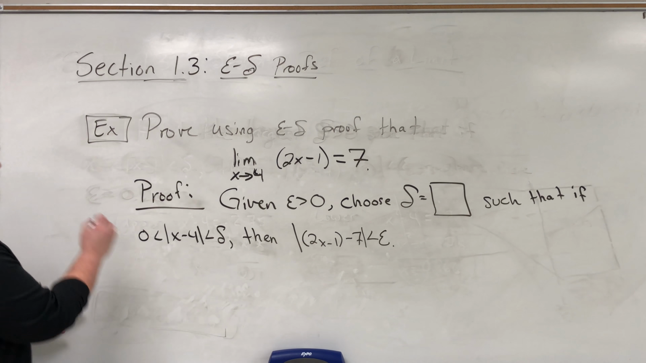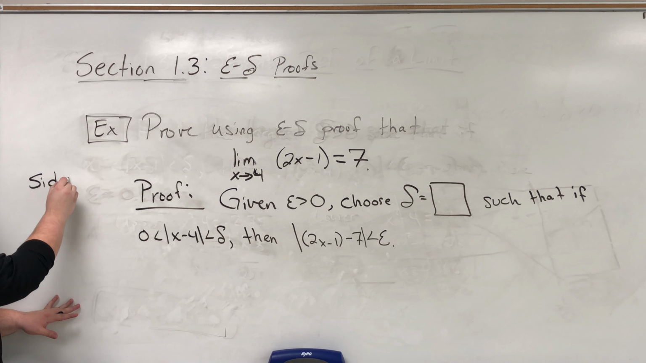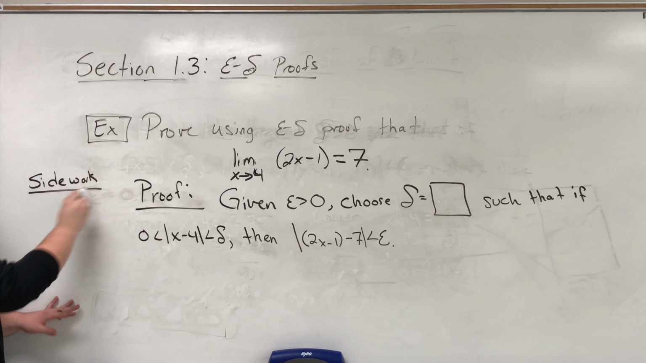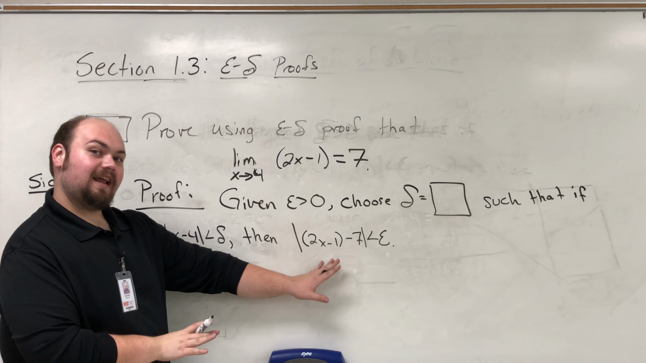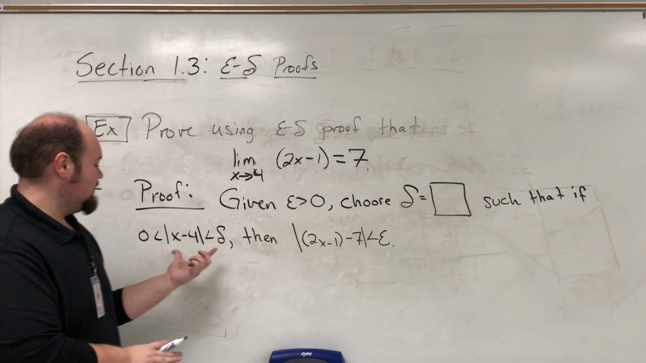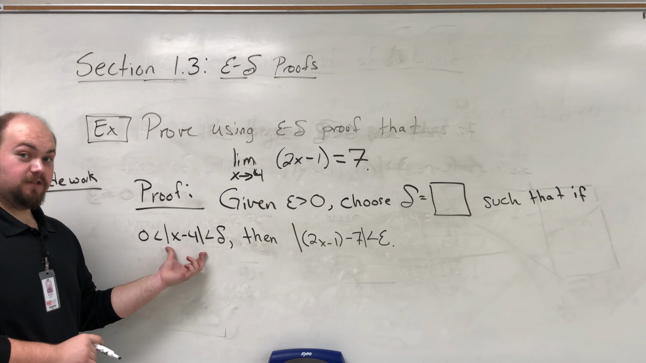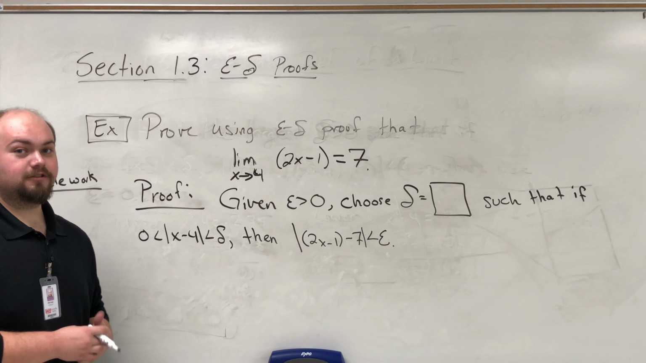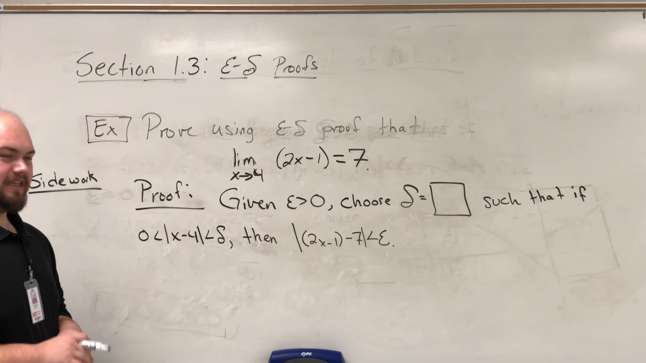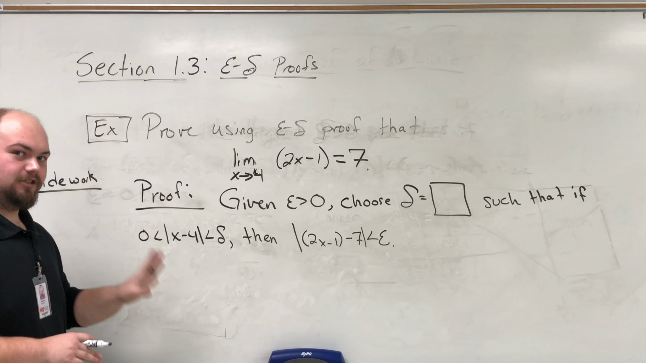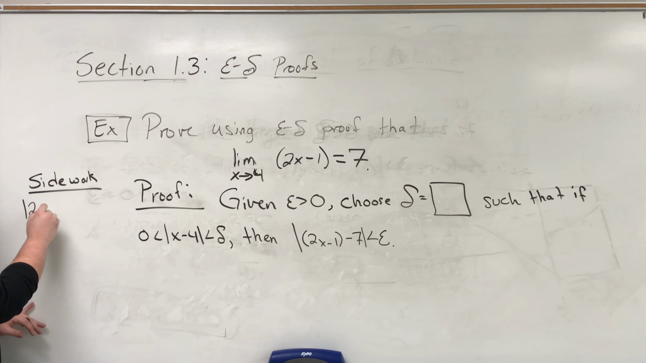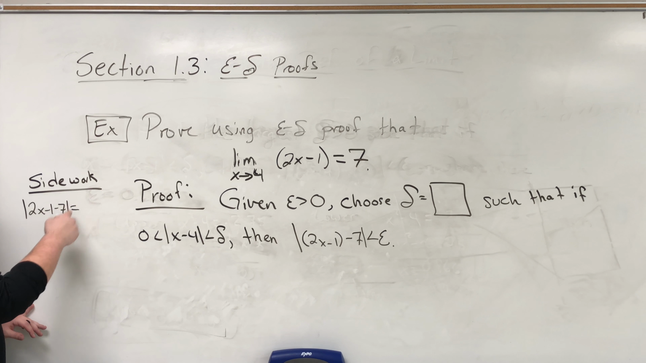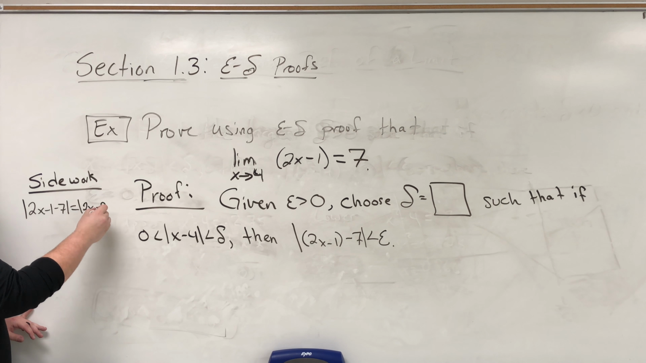So I'm going to go over here to the side and do a little bit of side work, because I'm going to simplify this, and some math magic's going to happen, that when I simplify this, the absolute value of x minus 4 is actually going to fall out in my algebra, and it's not by coincidence. If the limit exists, this process should work. So I'm going to come over here and I'm going to say the absolute value of 2x minus 1 minus 7, well, that's equal to the absolute value of 2x minus 8.